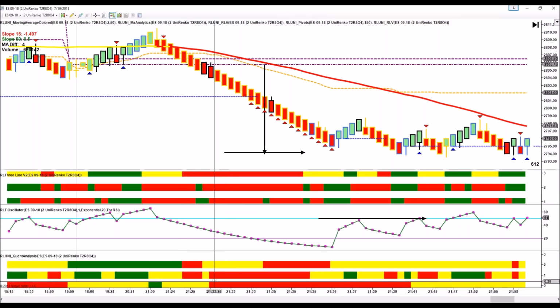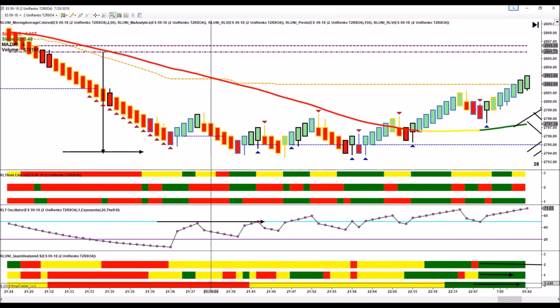But in general, you can see right here is where the intermediate kicked in. Now, you don't have an entry here, so you just can't get this move. The best thing you can do is take an entry on a pullback and a continuation.